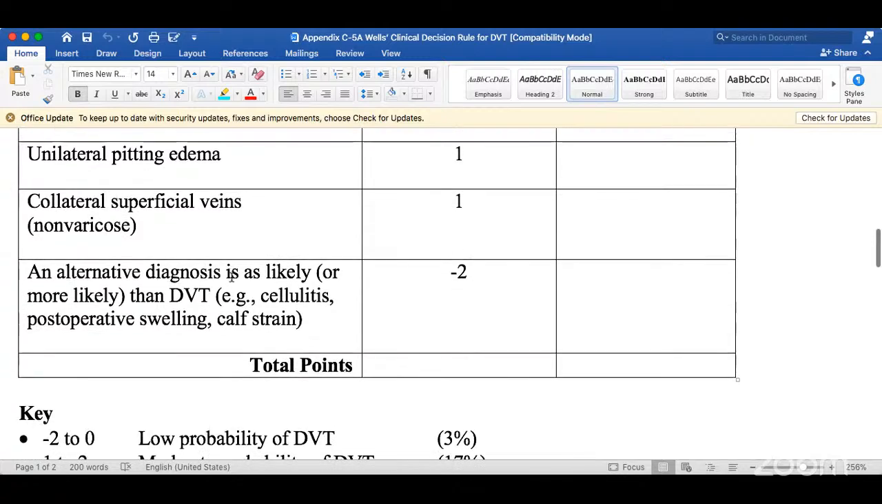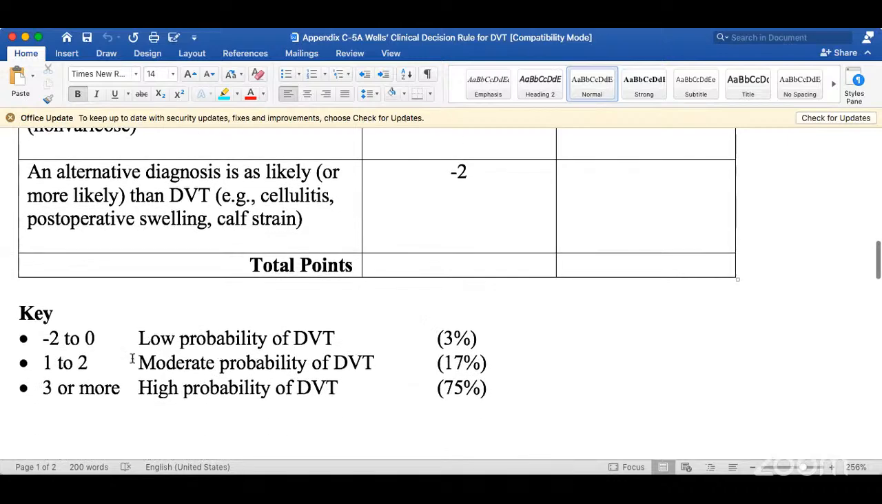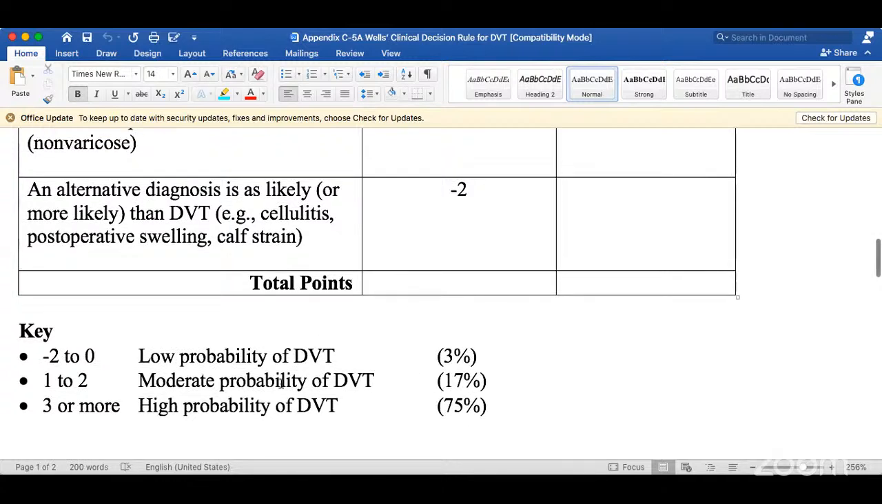An alternative diagnosis as likely or more likely than DVT, for example cellulitis, postoperative swelling, or calf strain. So at the end of the day, if you get -2 to 0, low probability of DVT; 1 to 2, moderate probability; when you get 3 or more, you have high probability of DVT, which is about 75%. So the likelihood of having it is high, especially with 3 or more; you know it's a red flag and you need to refer because of the DVT.